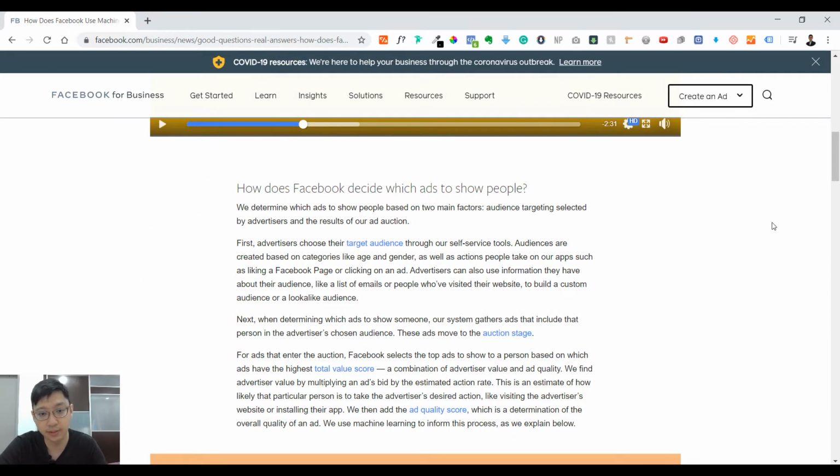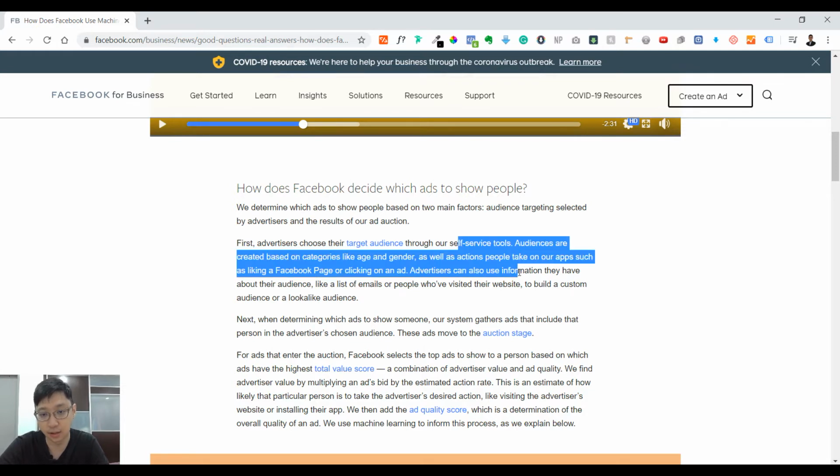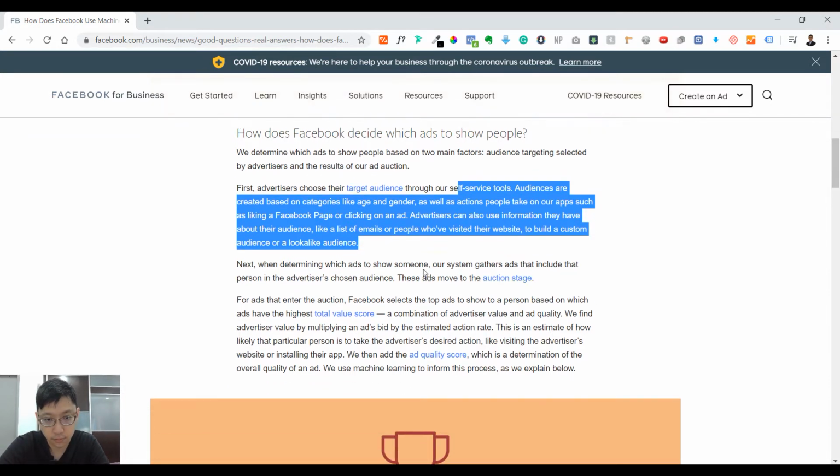So how does Facebook decide which ads to show to people? That's why customer advertising is important. We as advertisers will choose our target audience, right? They say self-service tools. Yes, in the ad account, if you go through my videos, there is the campaign level, ad set level, and ad level. In the ad set level, we will target our target audience there. So this is what we do, right?